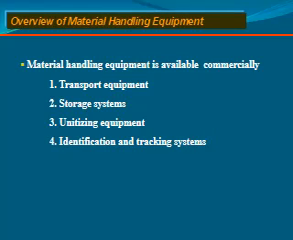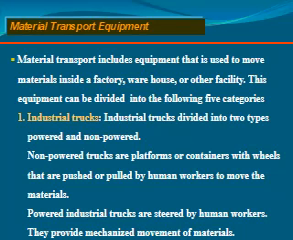So, overview of material handling equipment. Material handling equipment is available commercially as transport equipment, storage systems, unitizing equipment, and identification and status systems. Material handling equipment: first one is the industrial truck. Industrial trucks are divided into two types, one is powered and another one is non-powered.